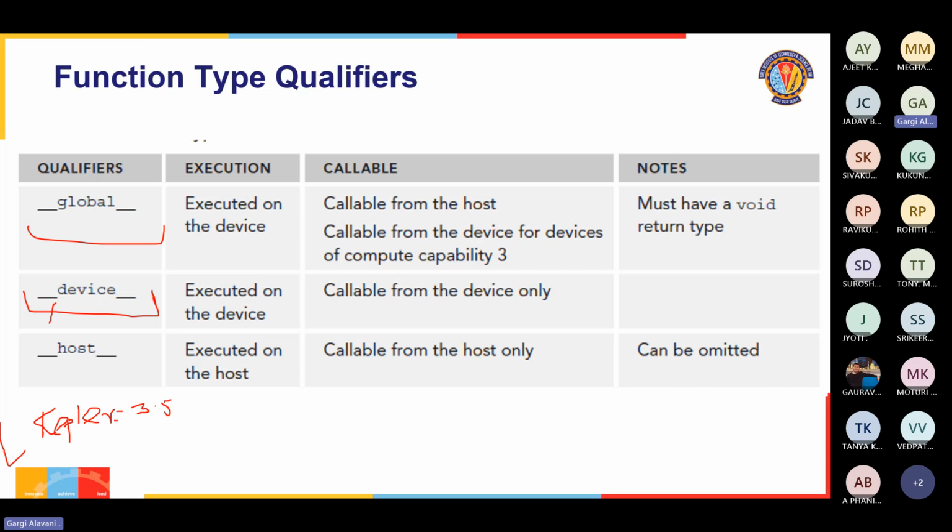For that, the reference from where I took this table, that textbook was written in the era of Kepler and Fermi architecture, and it is mostly comparing the two. In the Fermi architecture, where the compute capability was below 3, you could not call these functions from the device. But with the Kepler architecture, it was introduced that you can call these functions from the device as well.